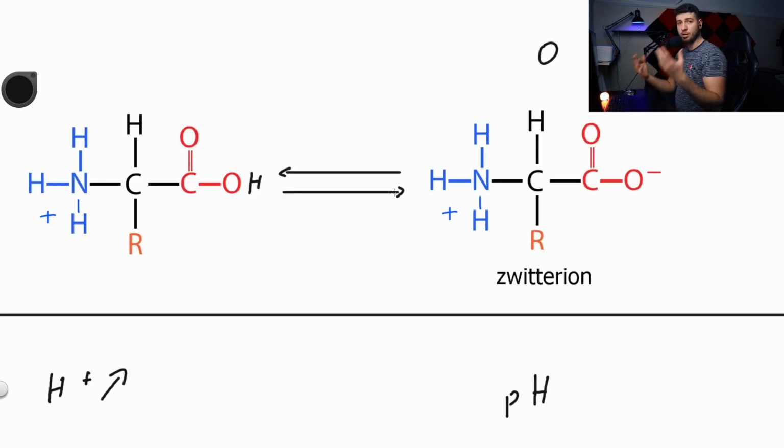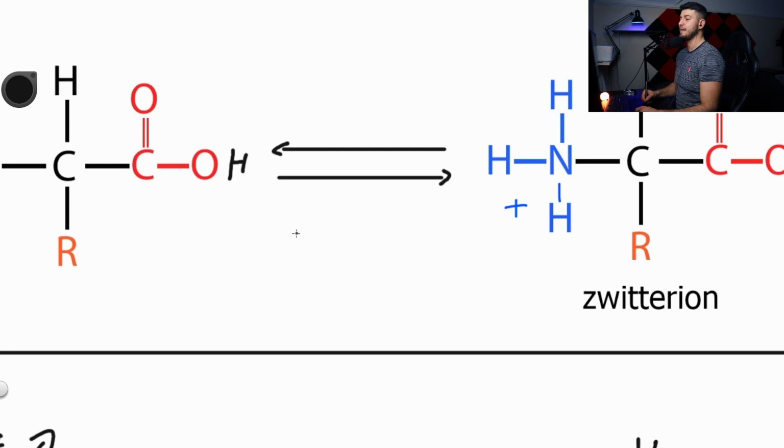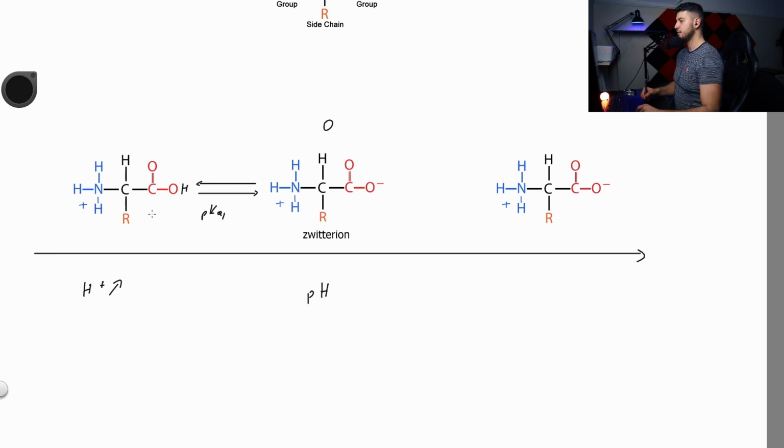We can say there will be some constant, constant K. If we have some constant, we can have pK. Let's call it pKa1. So we have a pKa constant for this reaction. We'll use it in a sec. Now, let's take a look at the other side.